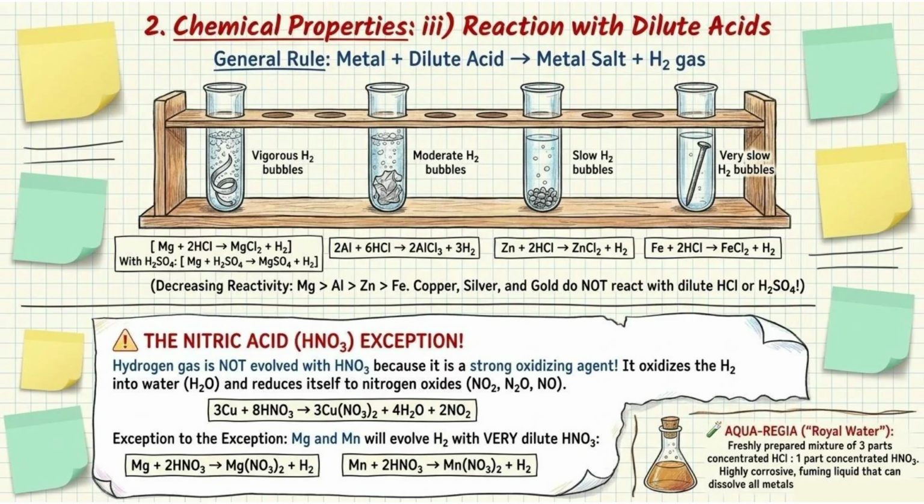But here's a question for you. Is hydrogen gas always evolved when a metal meets an acid? Well, actually, no. And this brings us to what we call the nitric acid exception. Nitric acid, HNO3, is kind of a chemical bully. It's a very strong oxidizing agent.